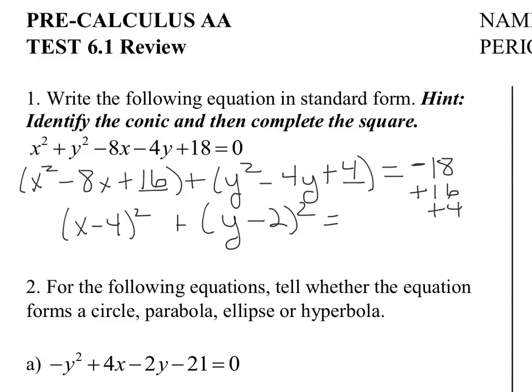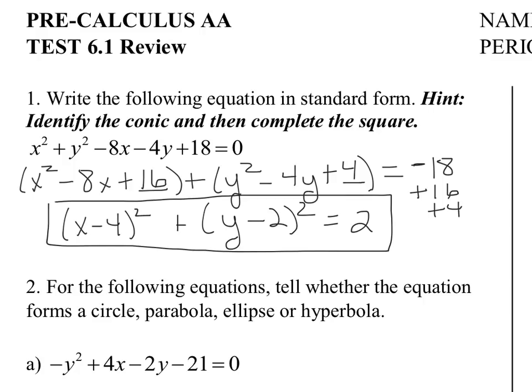And that equals, now I've got to sum up what I've got here. I've got a negative 18 plus 16, that's negative 2, plus 4, that's 2. And that would be my final answer. This is actually the equation of a circle with a radius of square root 2.